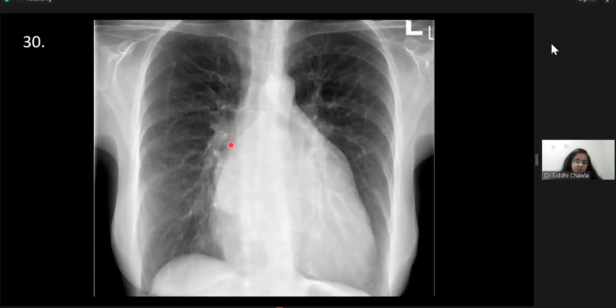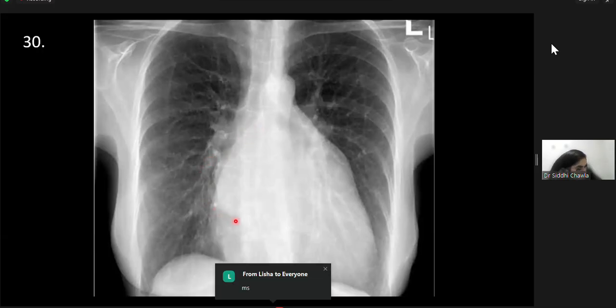And what we see is basically this double heart shadow. You can see one is this and one is here. So normally you only see the right atrium. If you see the double heart shadow, you have to consider what? MS, right? People have already answered. So this was a case of mitral stenosis, and the appearance is called a mitralized heart.